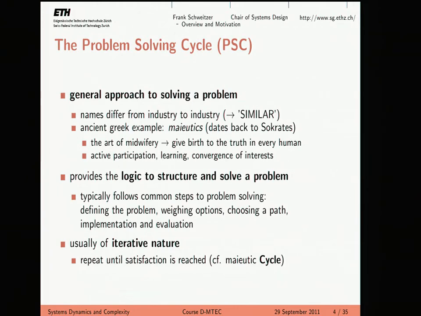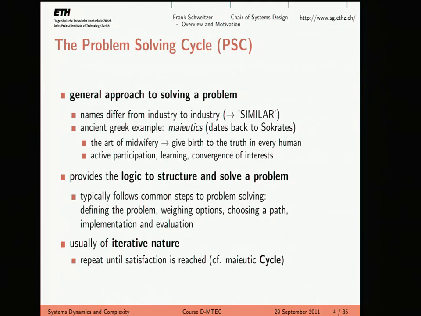And yes, midwifery, you know, midwives, they help women give birth. And the idea of maieutics is that you help people give birth to the truth, because somehow it's already inside of them. You just help them to find it. The reason why midwifery is mentioned is that the words in Greek, maieutics and midwifery, are somehow similar. So probably one was derived from another. Okay, as I mentioned, it gives you a framework for how to solve a problem. So you can think of it as steps that you need to do.